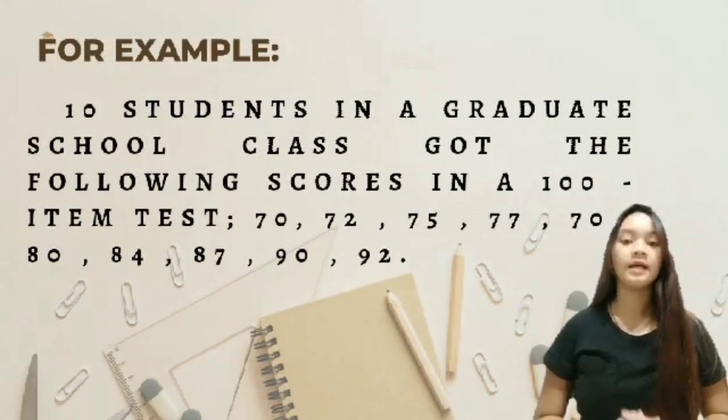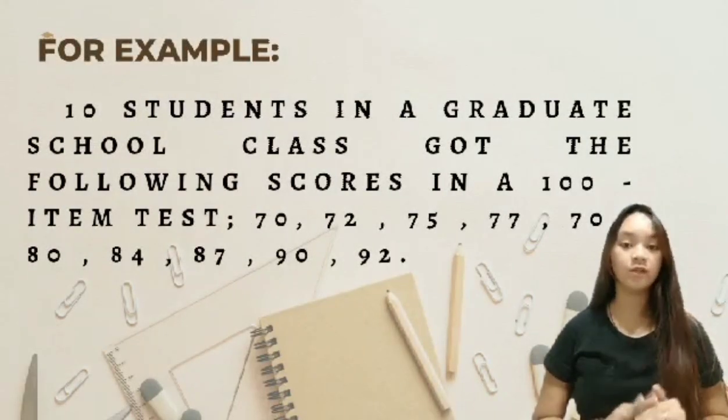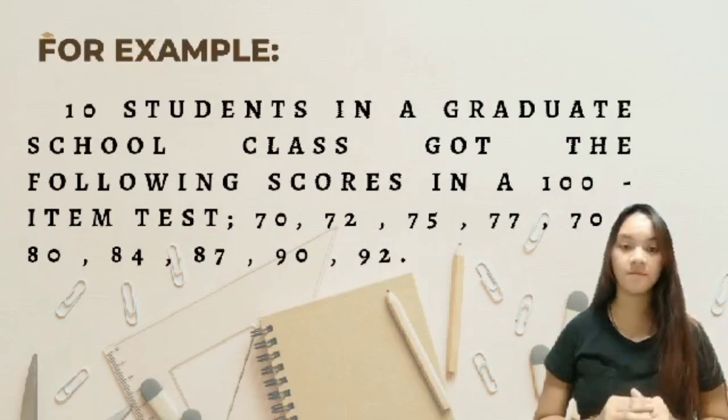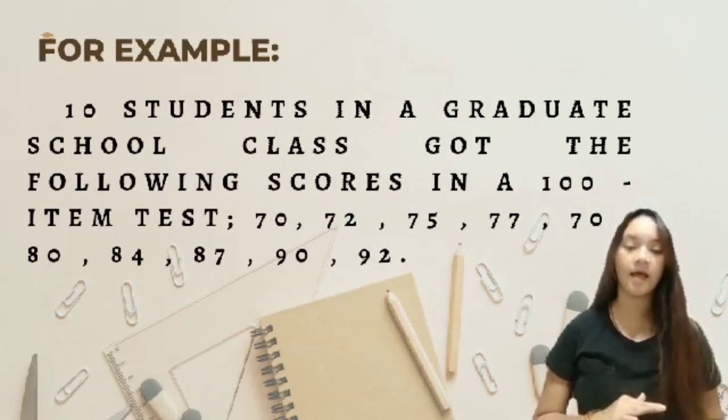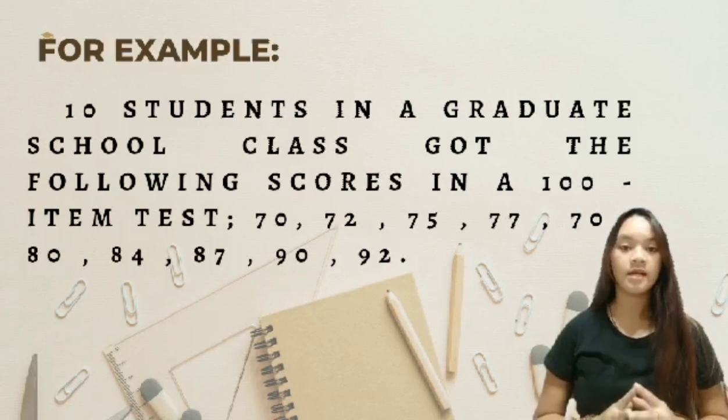For example, 10 students in a graduate school class got the following scores in a 100-item test: 70, 72, 75, 77, 70, 80, 84, 87, 90, 92. The mean score of the group of 10 students is the sum of their scores divided by 10. The mean, therefore, is 805 divided by 10, which is equal to 80.5, the average score of the group.